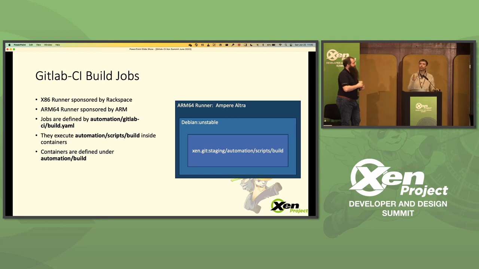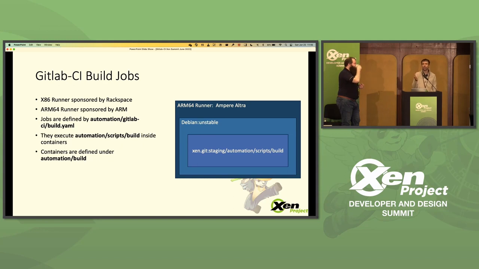You always also have the Xen repository already available inside. So the GitLab runner always takes care of making available at a known location inside the container Xen.git with the right branch already checked out. So you enter the container, you're already there in Xen.git with the right branch that you wanted to test.